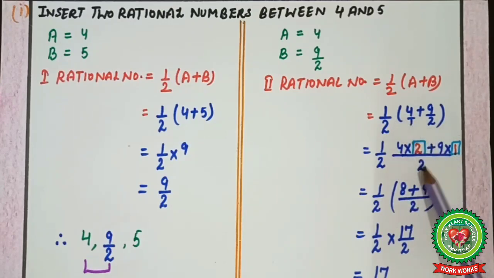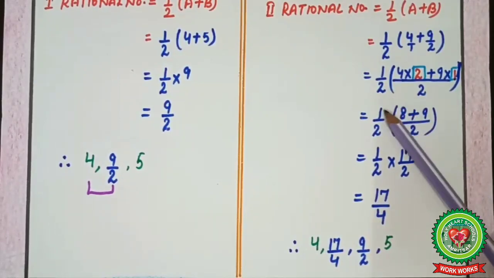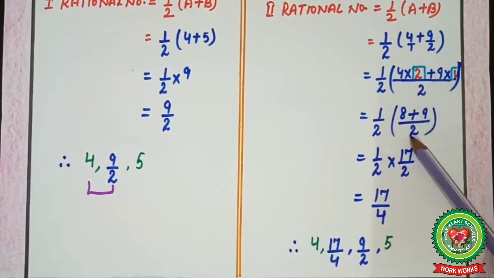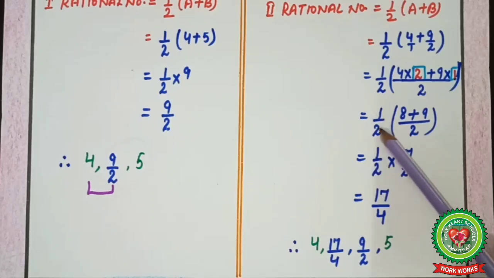Now on one table 2 comes on 2, on two tables 2 comes on 1, right? So what you will have, you will put the bracket here, right? So you will have 1 upon 2, 4 into 2, that will be 8, plus 9 into 1, that will be 9 upon 2. So now 1 upon 2, 8 plus 9 will be 17 upon 2. So you will write here 1 upon 2, there is no sign between these two brackets. So you will write here multiply 17 upon 2.